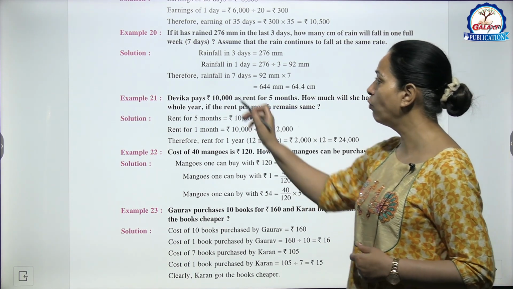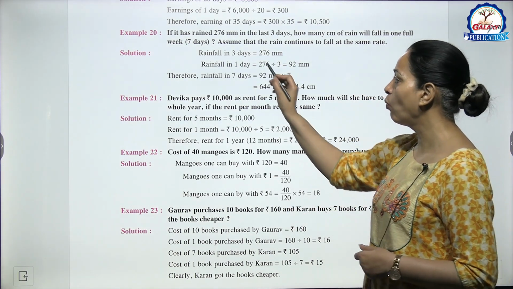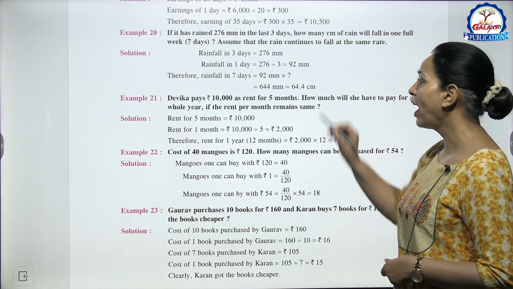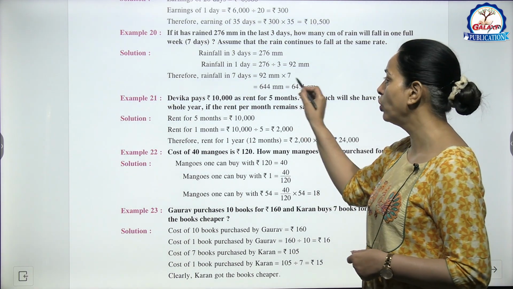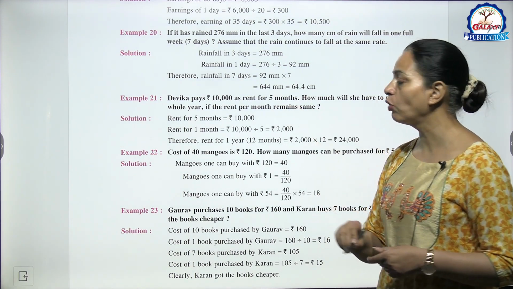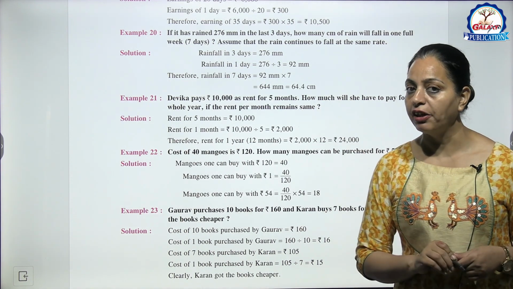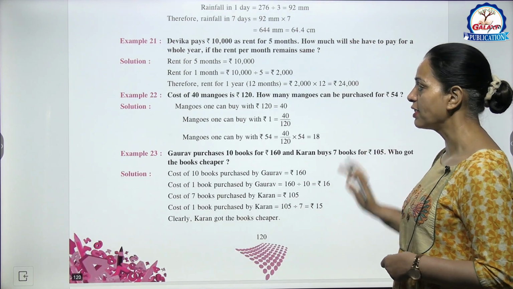So we know rainfall in 3 days is 276 millimeter, so in 1 day it is 276 divided by 3, which is 92 millimeter. In 7 days more, 92 into 7 is 644 millimeter. Change into centimeter, divided by 10, is 64.4 centimeter.